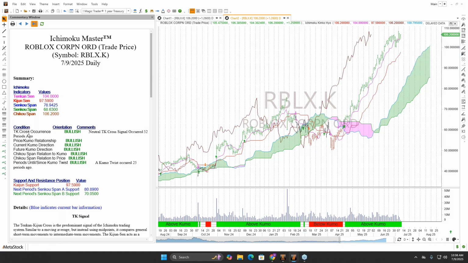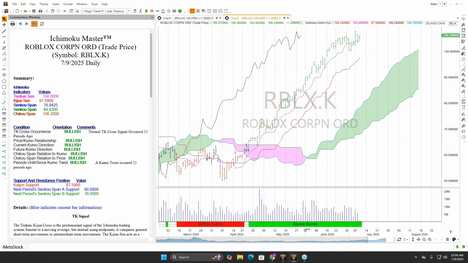But the TK cross occurrence is bullish, your price Kumo relationship is bullish, your current Kumo direction is bullish, your future Kumo direction is bullish, your Chikou span relationship to the cloud. Oh, we haven't talked about Chikou span. Ignore that. That's bullish too. And then the relationship to price. And the next twist is bullish, and it happened 25 bars ago. We don't have a bearish twist just yet. So at this point, we've gone up a lot on Roblox. Again, I said it was probably my best trade of the year so far.